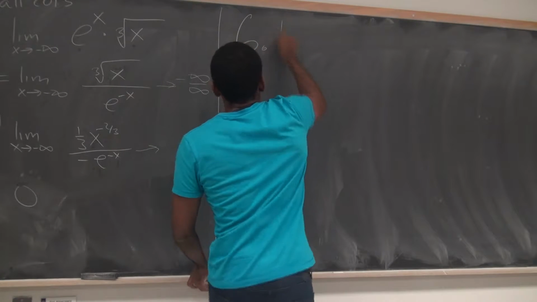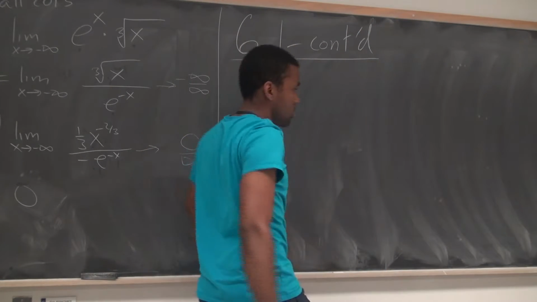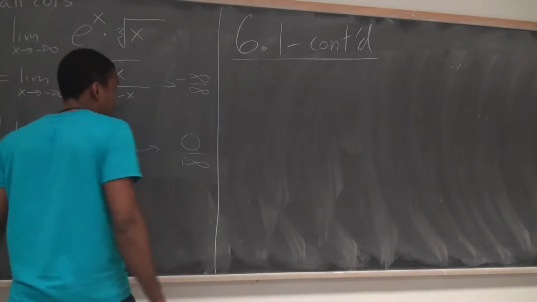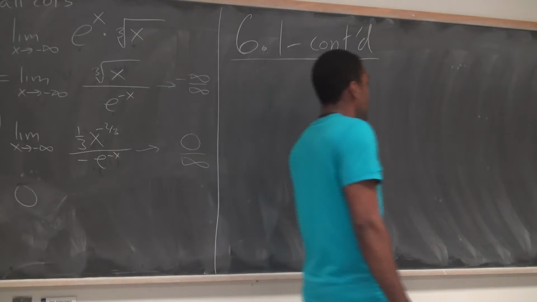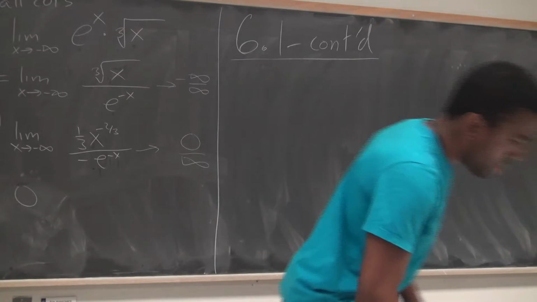Okay, let's continue. 6.1 continued. We were talking about integration by parts, which is the reverse of the product rule, and we can now integrate stuff that we couldn't integrate before. Like x e to the x. Was that the example I did? I think that was what I did last time.